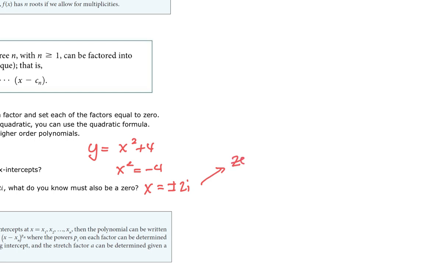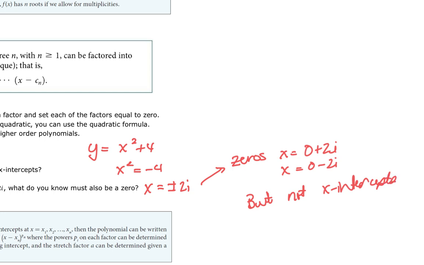So the zeros are x is equal to 0 plus 2i in the complex form, and x is equal to 0 minus 2i in the complex form, but not x-intercepts. So yeah, the fundamental theorem of algebra says I should be able to factor it, and I did. This factors into x minus 2i and x plus 2i. There are my 2 linear factors of x squared plus 4. I found the 2 zeros, plus and minus 2i. They are not intercepts.